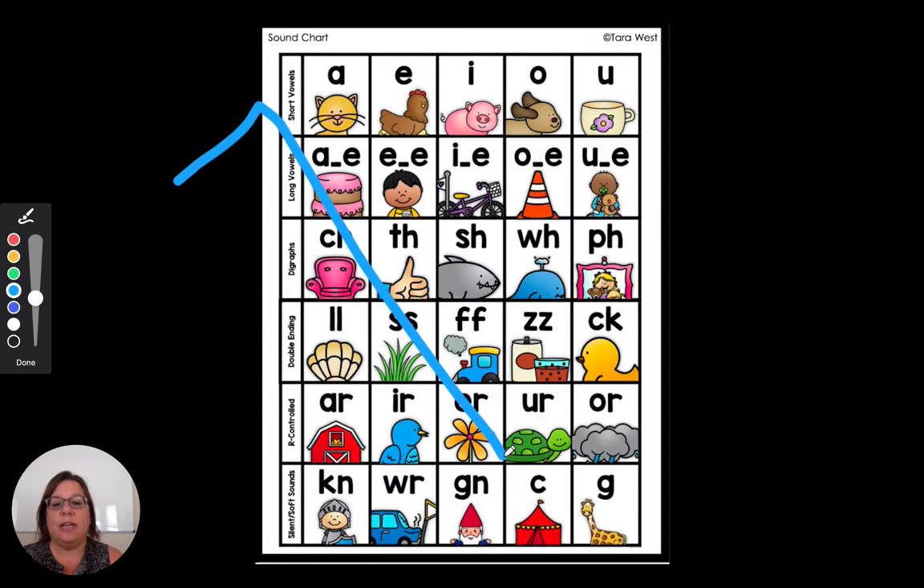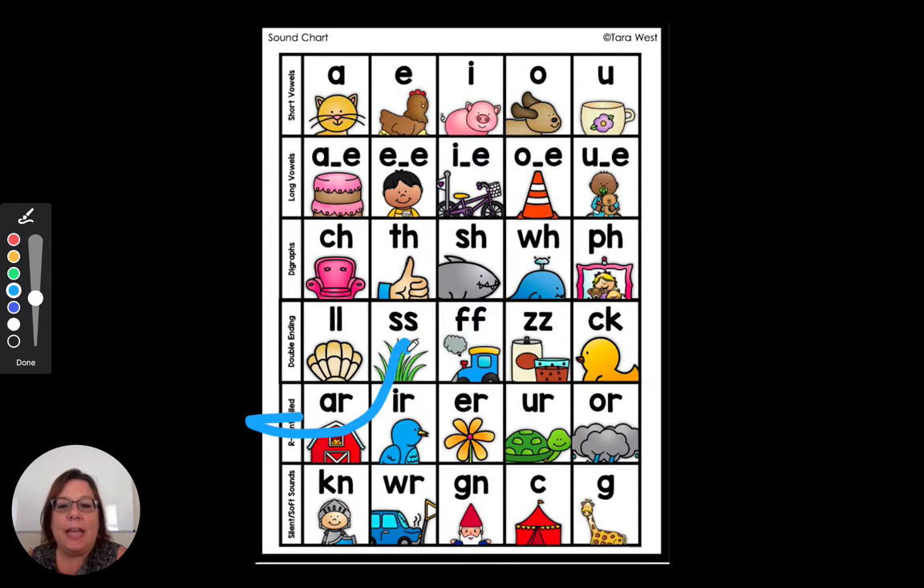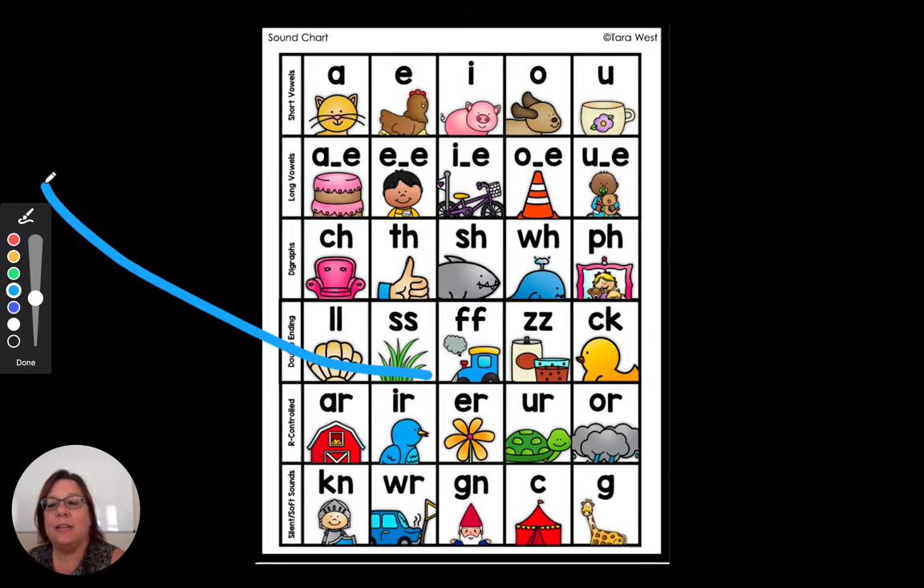Five letters, three sounds, sh, e, l, shell. The next one is a picture of grass. So let's look at that grass. Tell me the sounds in grass. Here we go. G, R, A, S. Again, grass. G, R, A, S. Grass.